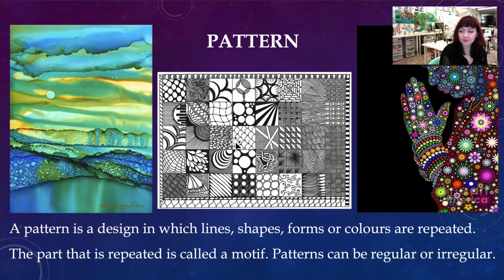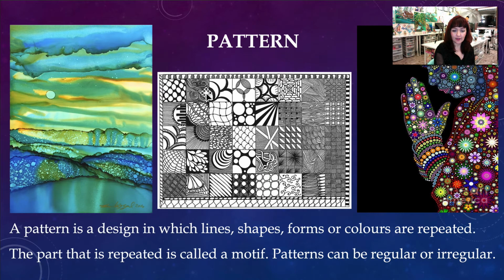Next item is pattern. A pattern is a design in which lines, shapes, forms, or colors are repeated. The part that is repeated is called a motif. A pattern can be regular or irregular. So in the image in the middle, let's take a look at that one right there.